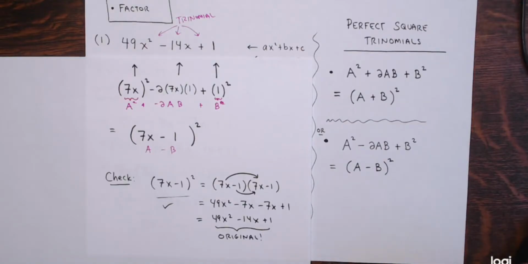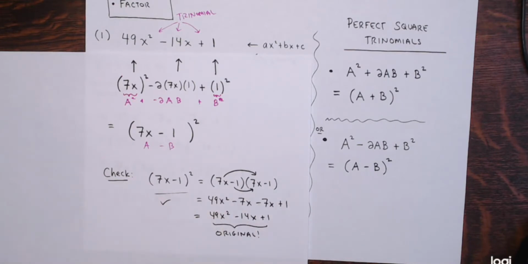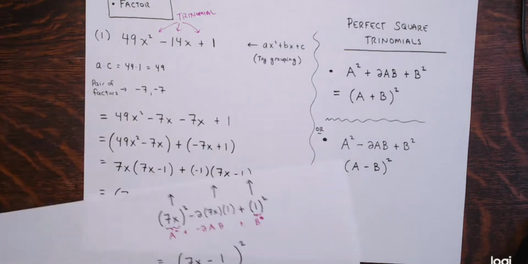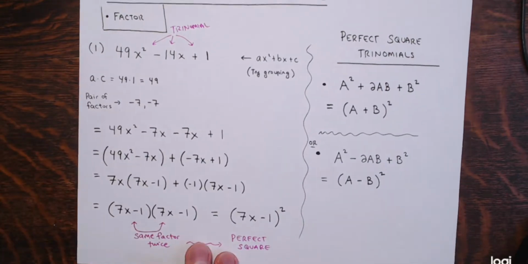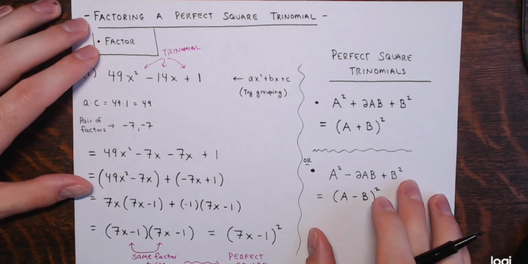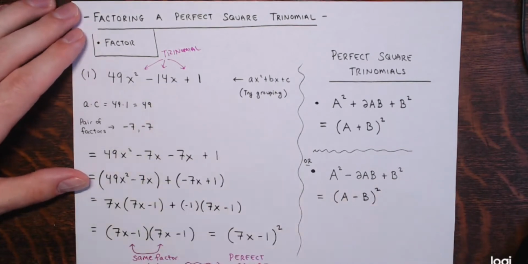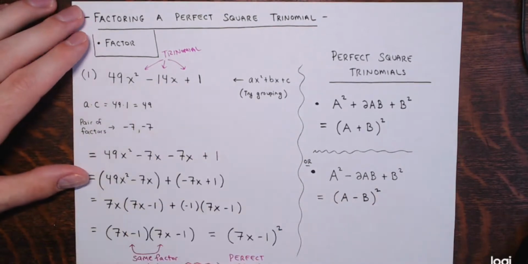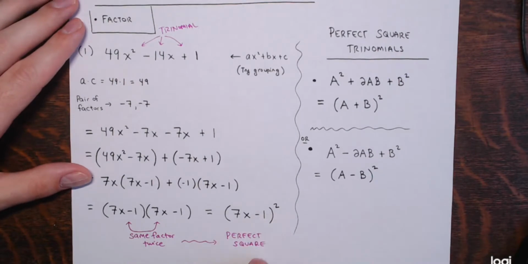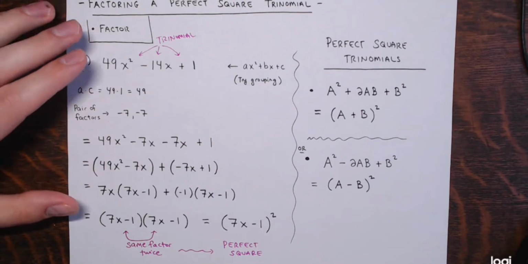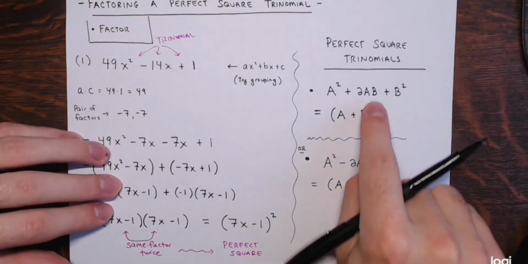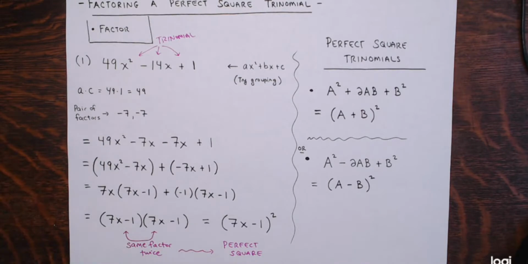But please don't forget to check your results. Okay, next question. Again, I'll do this next one in both ways as well. I'll show you, you can factor it by grouping if you want, and you'll see that we get a perfect square at the end, some expression to the second power, the same factor twice. And then I'll show you that instead of doing that, we could have just recognized it as a perfect square trinomial.